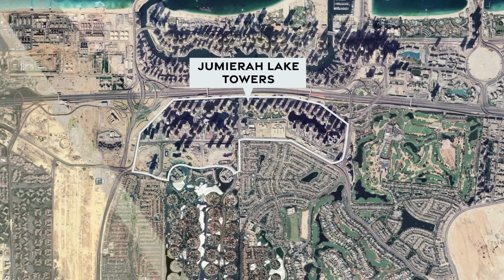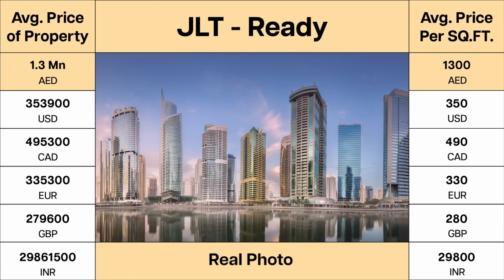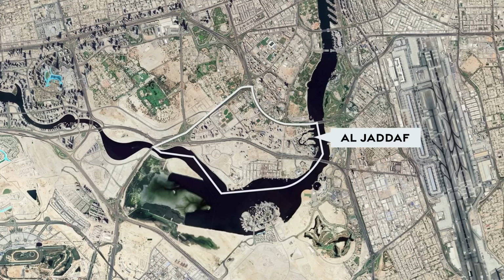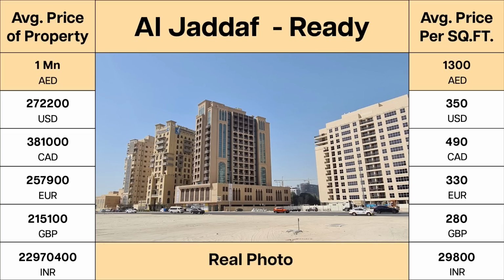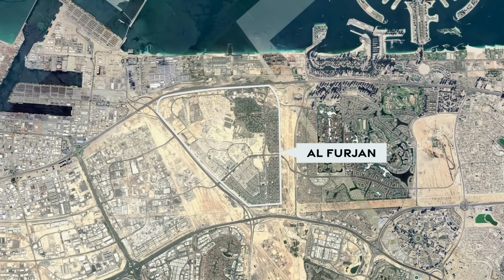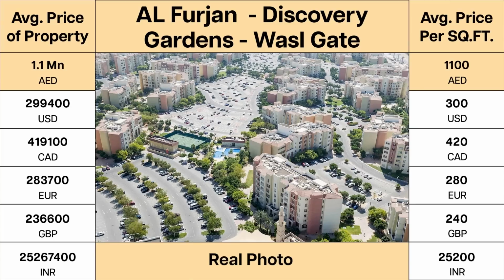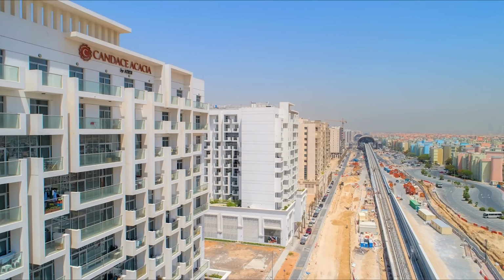First are the ready apartments in JLT at 1300 dirhams per square foot. Also are the existing buildings in the Al Jadaf area with average price at just 1 million dirhams. Lastly, I will cover the areas of Al Furjan, Discovery Gardens and Wasl Gate, which are the most affordable in Zone 1 at 1100 dirhams per square foot. This area is good for finding an affordable housing option with close proximity to Sheikh Zayed Road and Dubai Marina.